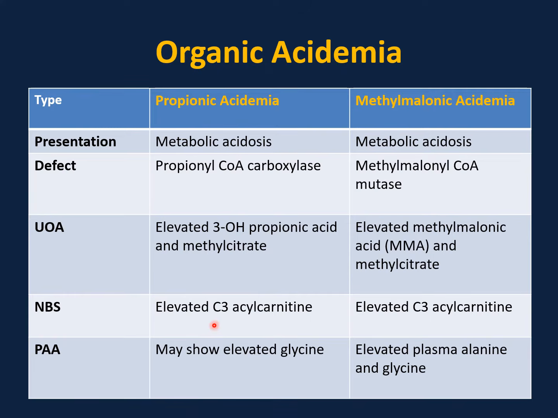Both in newborn screen will have elevated C3 acylcarnitine. Be familiar with this number, elevated C3 acylcarnitine. In plasma amino acids, it may show elevation of glycine in cases of propionic acidemia, and glycine and alanine in methylmalonic acidemia.